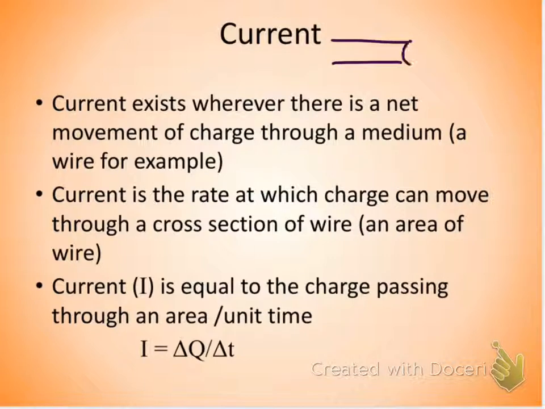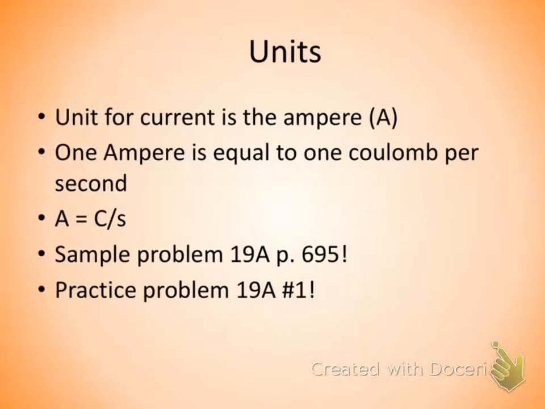So if we've got this pipe, so to speak, and we have charge carriers moving through it, we look at a single cross section of that, and we look at the area of that cross section and how many charge carriers move through it in a unit of time. That's current. Now, let's talk about units. Current is measured in amps, and 1 amp is 1 coulomb per second.